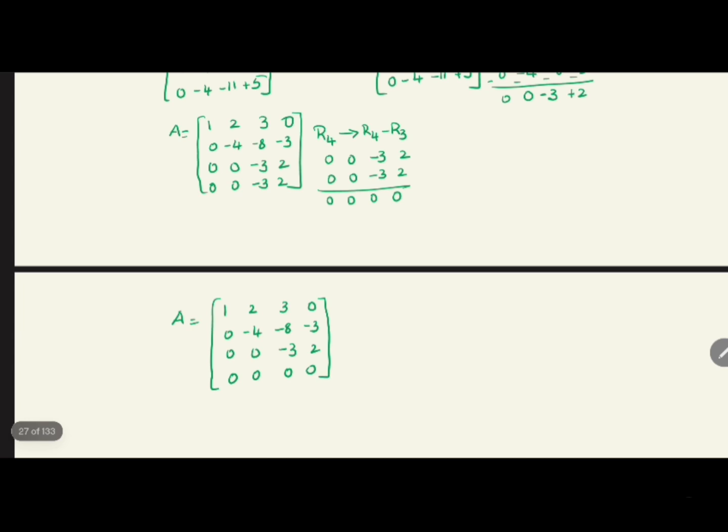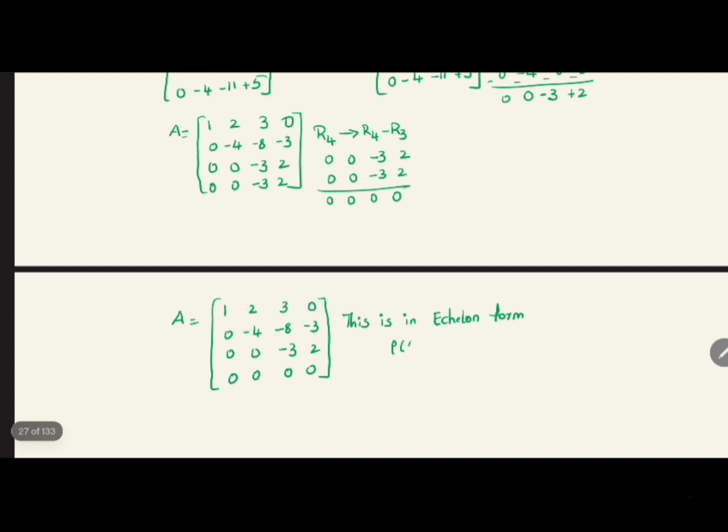I should make the elements below A33 zero. So this is A33, right? And I should make the below element 0. But here it is already 0. So no need to perform any operation now. Okay, so I think this is an echelon form. See, if I draw the principal diagonal, all the elements below the principal diagonal are made 0. So this is in echelon form.